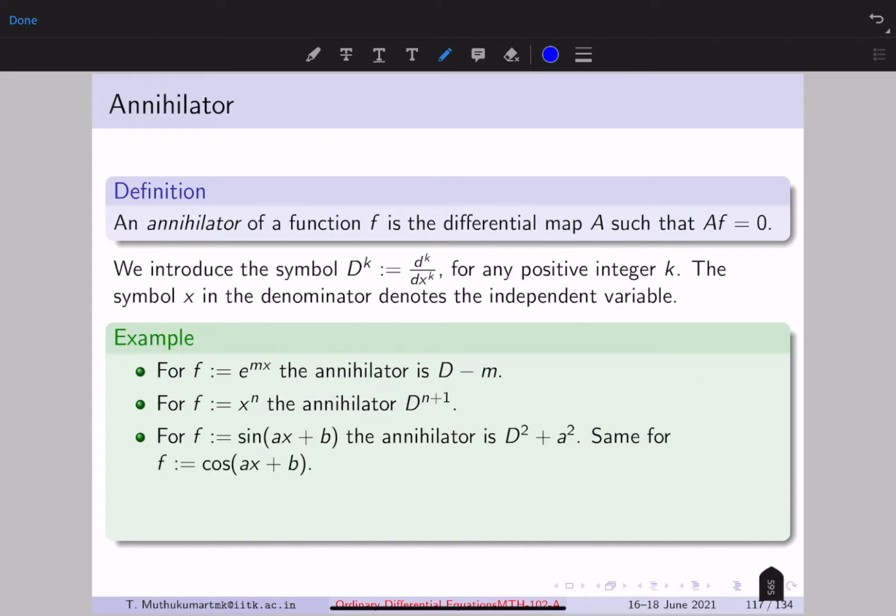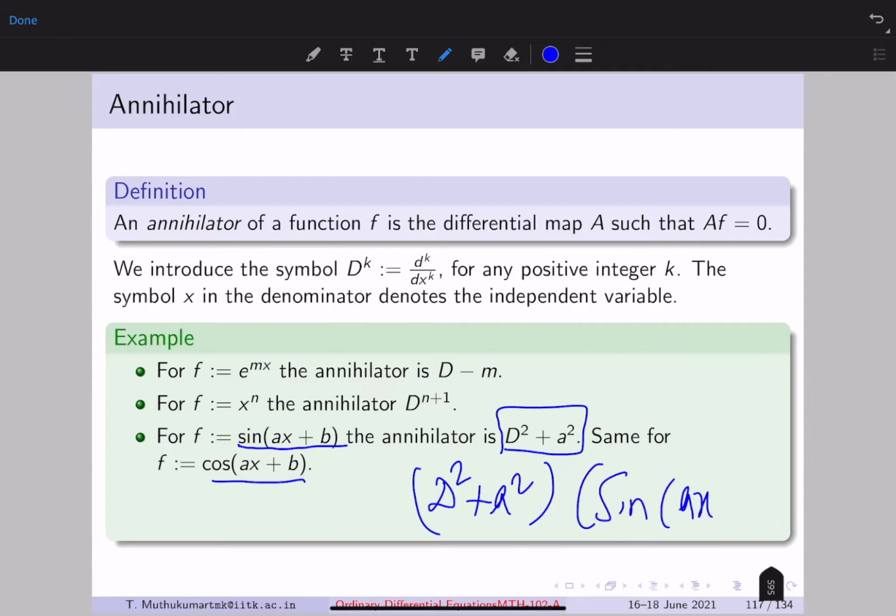Now what about trigonometric polynomials? If you have sin(ax + b) form, then the annihilator is D^2 plus a^2, right? So D^2 plus a^2 acting on sin(ax + b) is always 0. Similarly for cosine. These are examples of cases of f where you can find the annihilator easily. And I have already motivated why we are looking at annihilators.